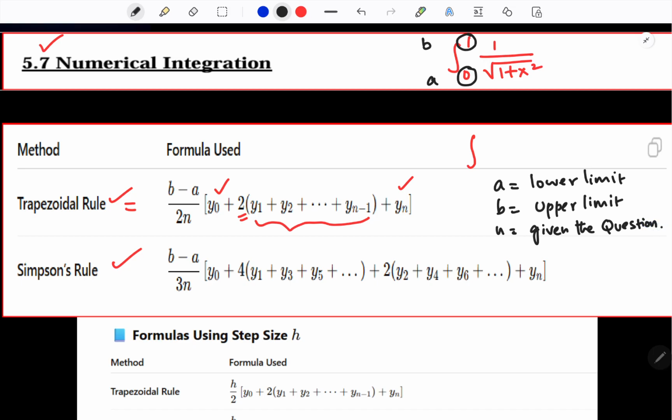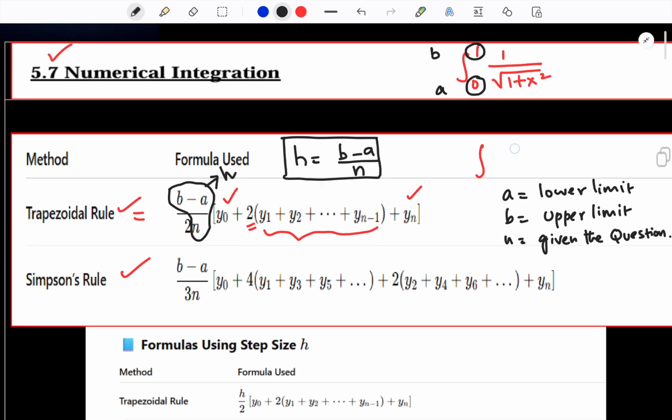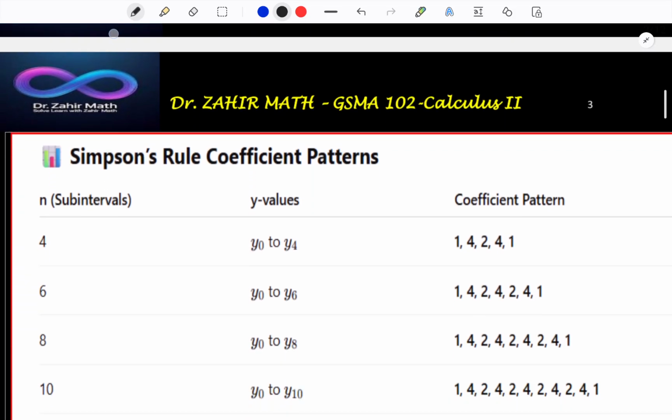So the formula is (b minus a) divided by 2n. Usually there is one more formula: h is equal to (b minus a) divided by n. So sometimes, instead of (b minus a) divided by n, you can directly use h. Why? Because when there is an integral symbol, your lower limit and upper limit will be available. When a picture is given, we don't have a lower limit and we don't have an upper limit. Let me show you the question, then you will get an idea.